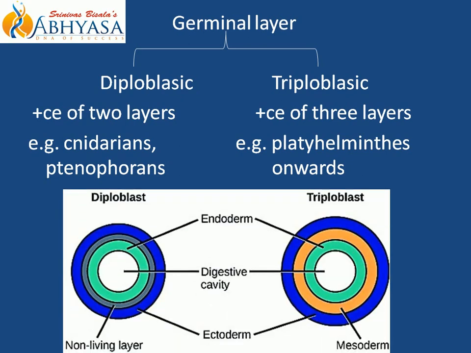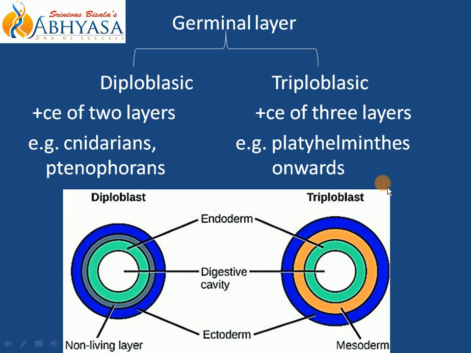Okay, as you could see here, in diploblast only 2 germinal layers are present. This cyan green color is endoderm and dark blue color is ectoderm. Only 2 layers of cells are present. The middle one, the grayish layer, is not made up of any cells. It is a non-living layer. If you recall the diagram of Hydra, this non-living layer is labeled as mesoglea. Because Hydra comes under Cnidarians and Cnidarians are diploblastic in nature.